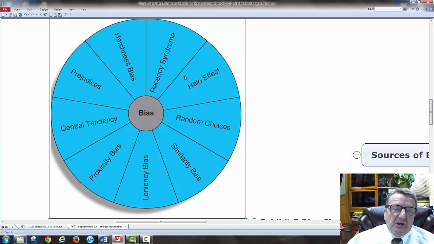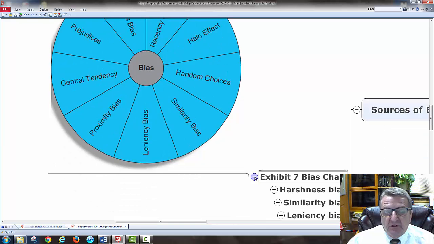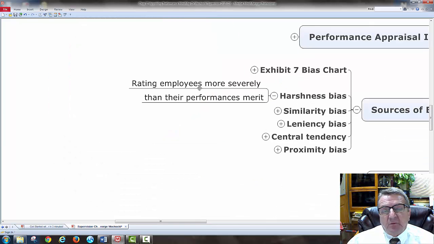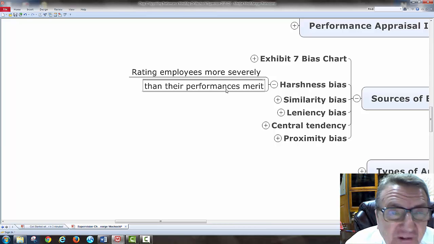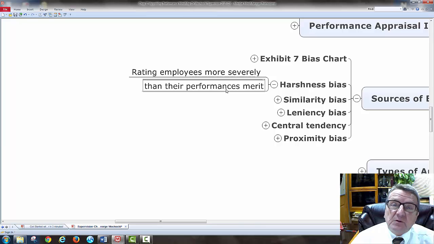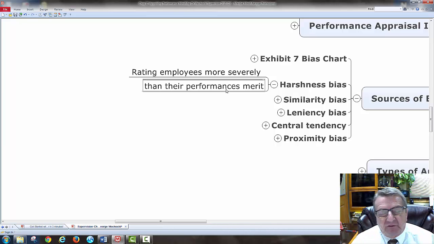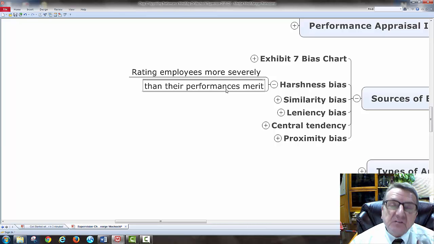Harshness bias. I'm too harsh on one individual over another, and basically harshness is rating employees more severely than their performance merits. Remember that if you're doing any kind of evaluation on me: did I do it right? Did I help you out? If I did, then don't rate me wrong just because you failed the class. But if you didn't do well on the exam or on the testing, don't blame me if you didn't study. Remember, be fair, and it's the same thing when looking at your employees. Some employees, I want to choke them, not literally, but you want to shake them.